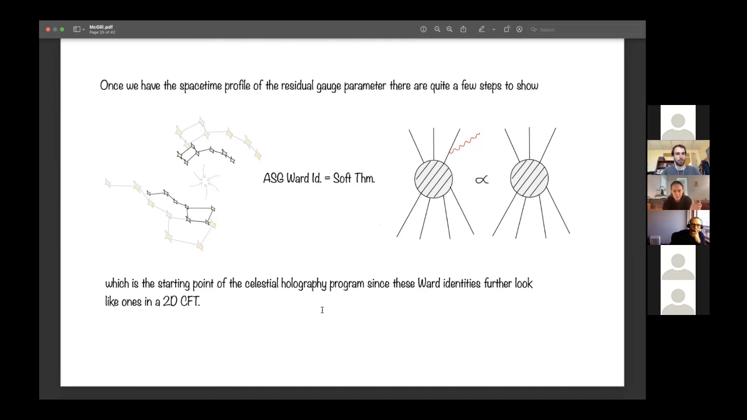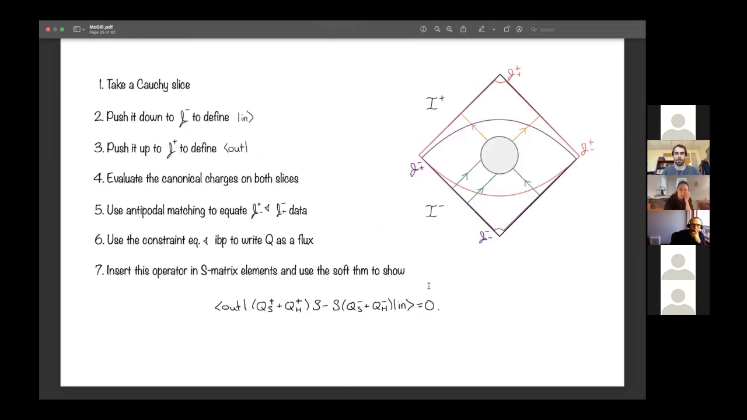But when you want to go through the route of proving these in the first place, there are actually quite a few steps. Normally, one has two Cauchy slices that we push to very early times and very late times, and for a Cauchy slice, I'm always going to end near spatial infinity. I would look at the charges on one Cauchy slice equated to the other, and deform that Cauchy slice to write it in terms of data at scri minus or scri plus, evaluate those charges, use antipodal matching to relate them, and then use the constraint equations to turn the charges into flux integrals along scri. And then when I insert the operator into an S-matrix, I get the soft theorems as follows.